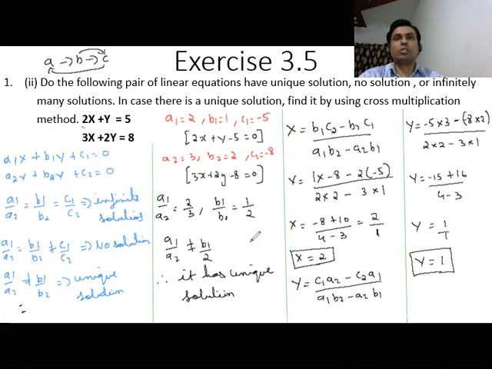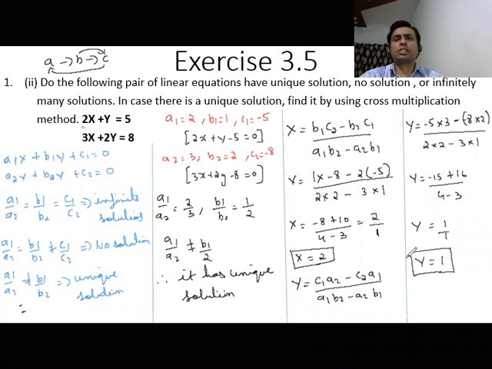Once you know it's a unique solution, you can find x. x: start with b1, b1 c2 minus b2 c1, divided by a1 b2 minus a2 b1. Substitute 1 into minus 8, minus 2 into minus 5. So 1 into minus 8 becomes minus 8, minus 2 into minus 5 becomes plus 10. Denominator: 2 into 2, 4, 4 minus 3, 1. So minus 8 plus 10 is 2, 2 by 1. x is 2. For y, start with c: c1 a2 minus c2 a1 by a1 b2 minus a2 b1. That is equal to minus 5 into 3 minus minus 8 into 2. That's minus 15 plus 16, 1. 4 minus 3, 1. So y is 1 by 1. y is equal to 1.